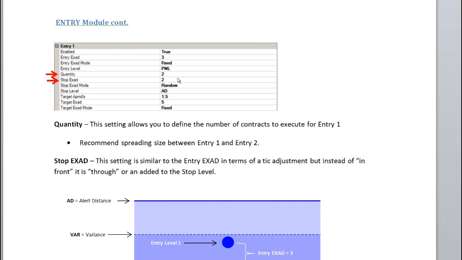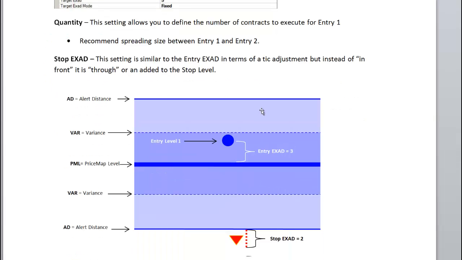Next thing I need to do is set my quantity, and then we're going to set our stop. So we can have our stop EXAD. So instead of being on the entry, this is going to be on the exit, and it'll be the same thing. We can either have it set random or fixed. And what stop level are we working off of? In this example, we're working off the alert distance.